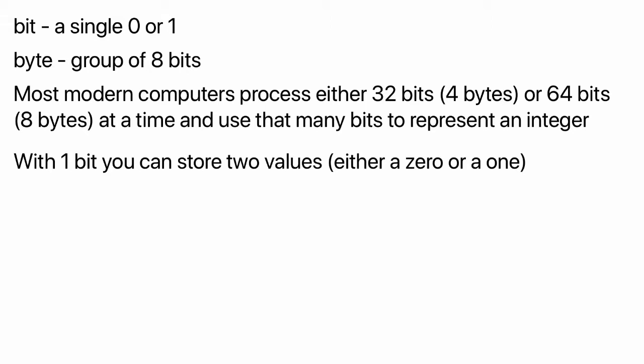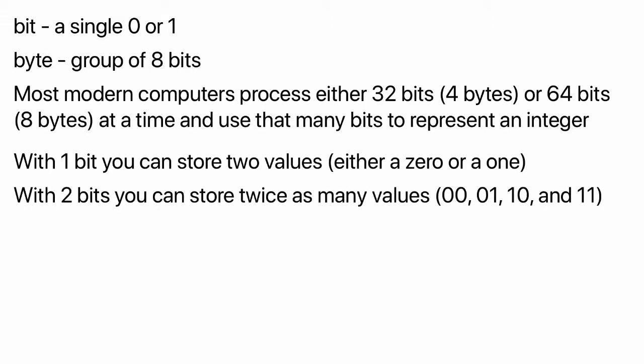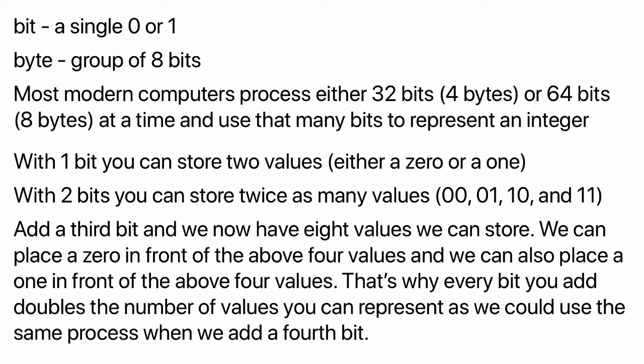With 1 bit you can store 2 values, either a 0 or a 1. With 2 bits you can store twice as many values, as you have the patterns 0 0, 0 1, 1 0, and 1 1. Add a third bit, and we now have 8 values we can store. We can place a 0 in front of the above 4 values, and we can also place a 1 in front of the above 4 values. That's why every bit you add doubles the number of values you can represent, as we could use the same process when we add a fourth bit.